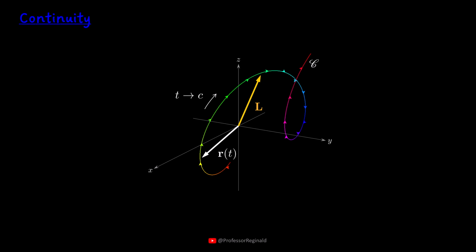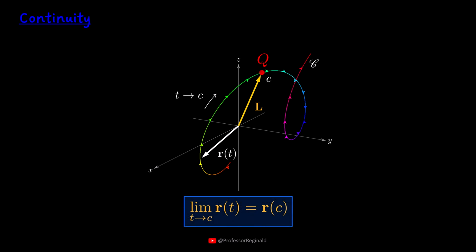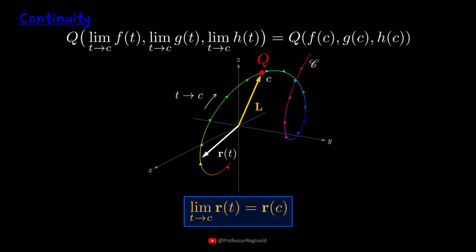Continuity. Suppose Q is a point in the space curve where the value of the parameter is c. A vector-valued function is continuous at a number c if the limit of a vector-valued function, as t approaches c, is equal to the vector at t equals c. Which means the component functions are all continuous at t equals c.